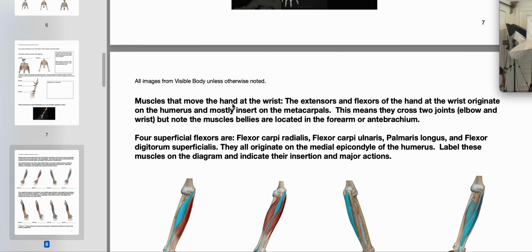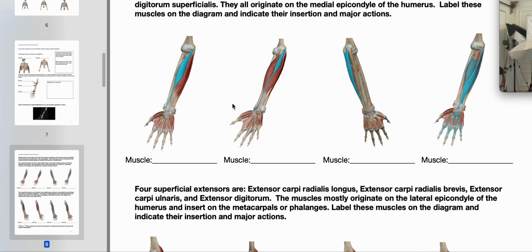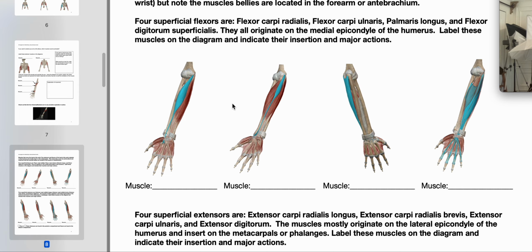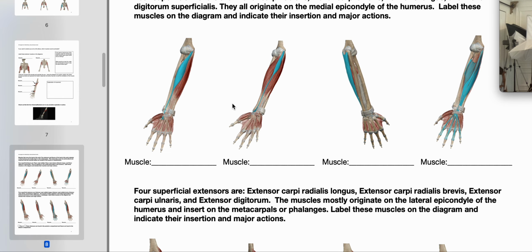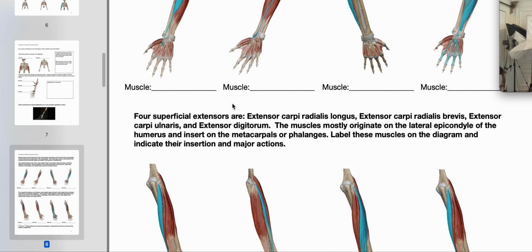Then we move into the flexors and extensors of the lower arm. So again, I give you a lot of information here and then you'll be able to identify them individually. Take note that there's a lot of muscles we don't expect you to identify, so you only have to know the ones that are listed here in the lab guide.